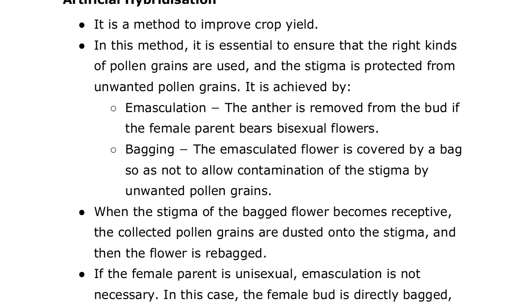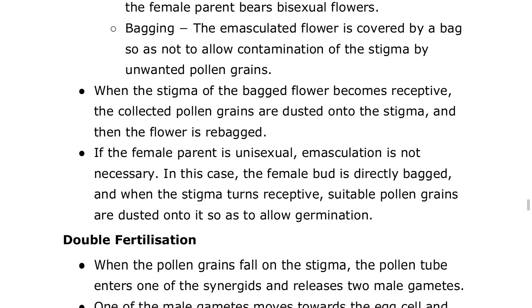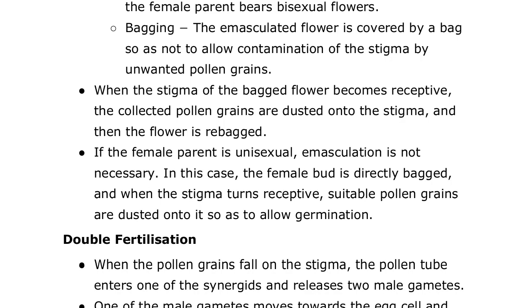The anther is removed from the bud if the female parent bears bisexual flowers. Second step is bagging. The emasculated flower is covered by a bag so as not to allow contamination of the stigma by unwanted pollen grains. When the stigma of bagged flower becomes receptive, the collected pollen grains are dusted onto stigma and then the flower is rebagged. If the female parent is unisexual, emasculation is not required.